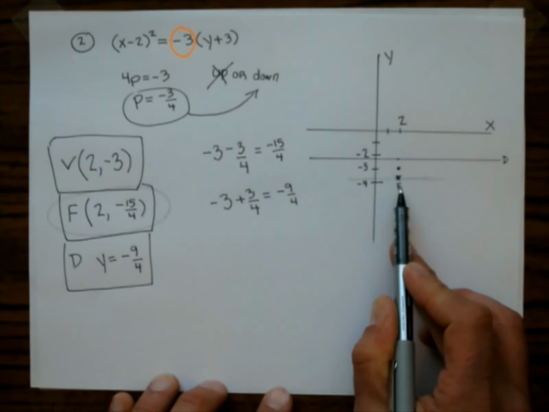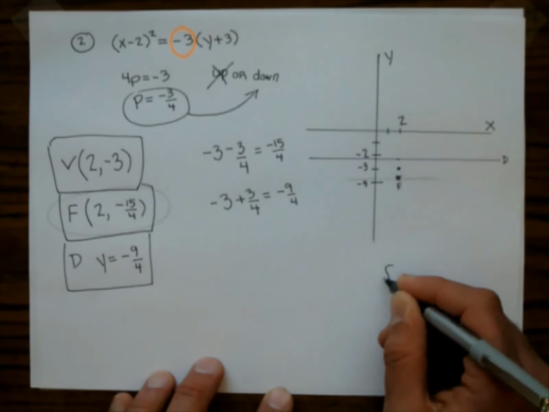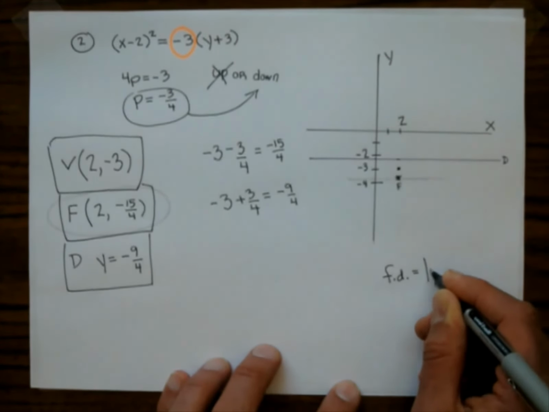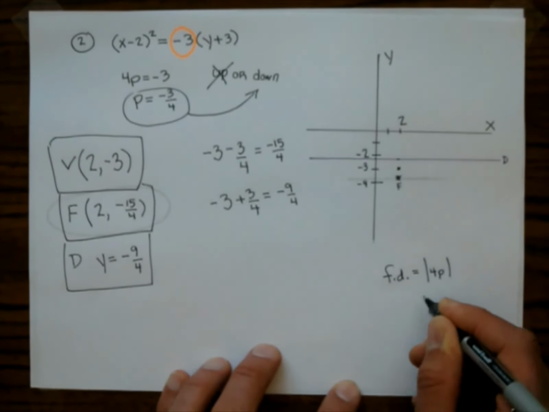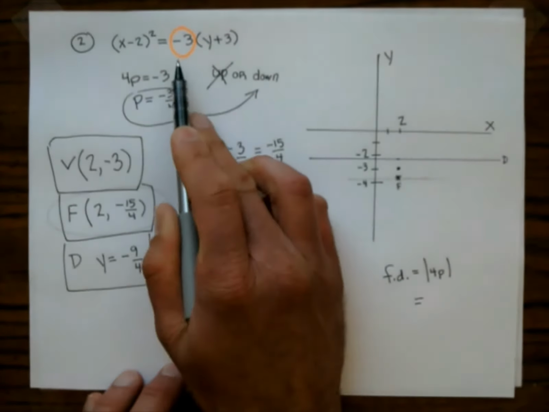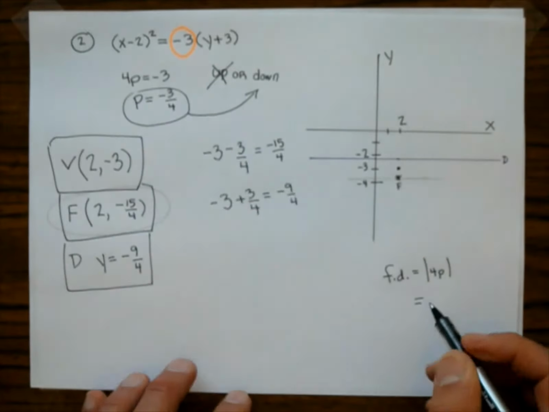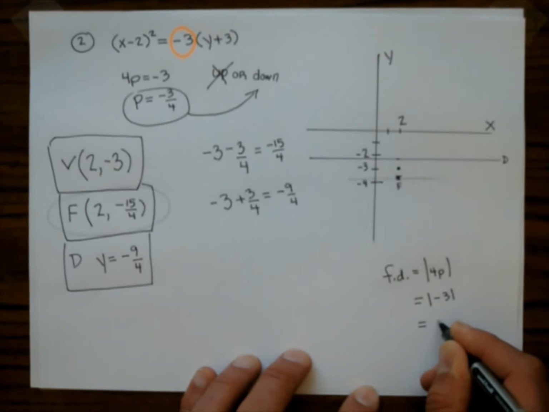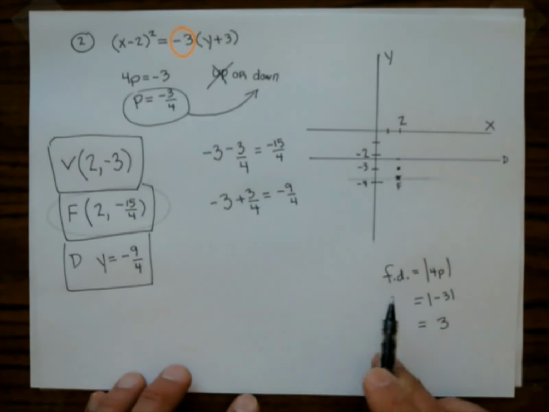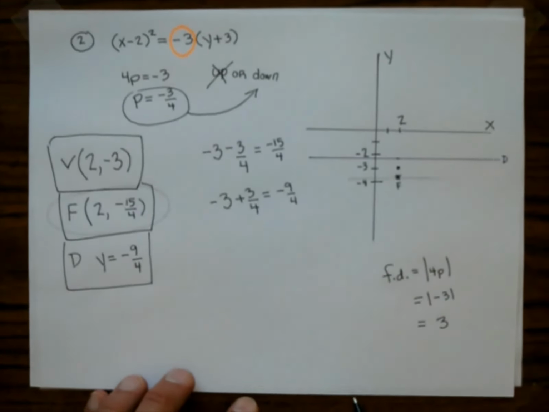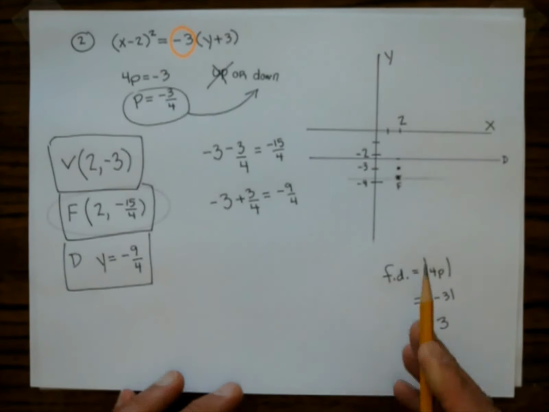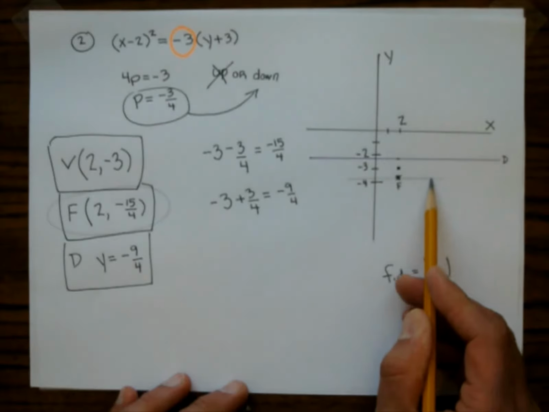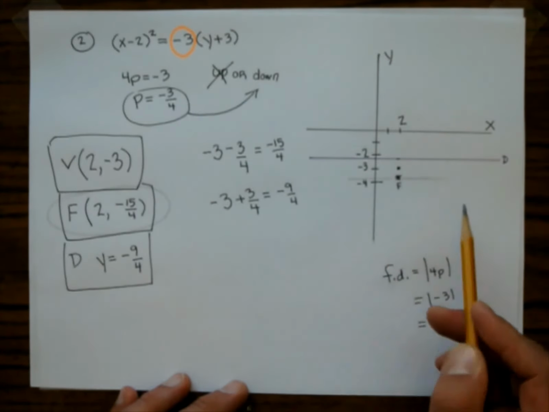And so we have to figure out, well, what is the focal diameter? Focal diameter, it is the absolute value of 4p. But remember, that's just this number here in orange. So it's the absolute value of negative 3, which is 3. Now if you'd like, you can say 4 times this, and then you'd get the same answer. So once again, we don't want to say let's go 3 to the left and 3 to the right, because then that would give us 6 for the focal diameter.